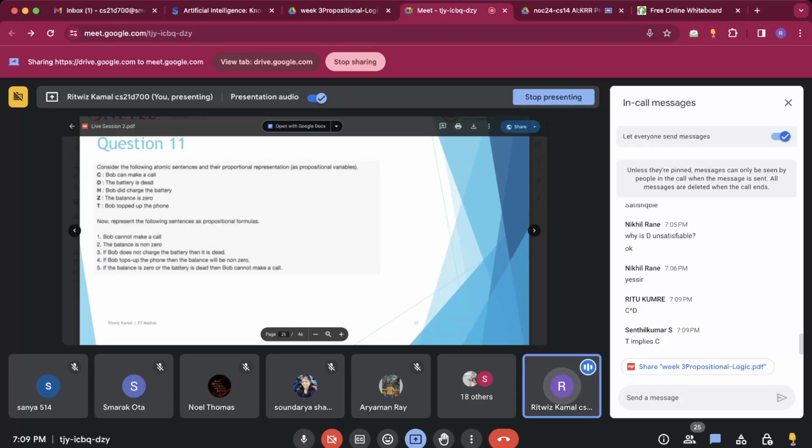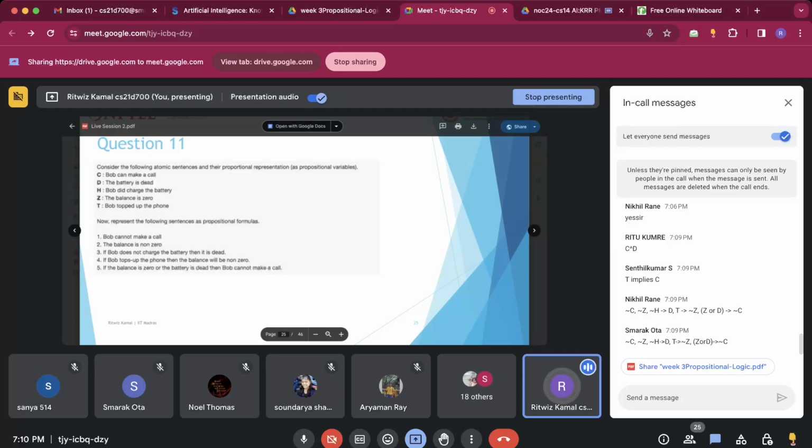It's just the opposite of C, right? So can you use a negation over here? That's right. We can represent the first one, Bob cannot make a call, as not of C. Then let's consider the next one, which is the balance is not 0, which is the negation of the statement Z, the balance is 0, right? So the second one would be not of Z.